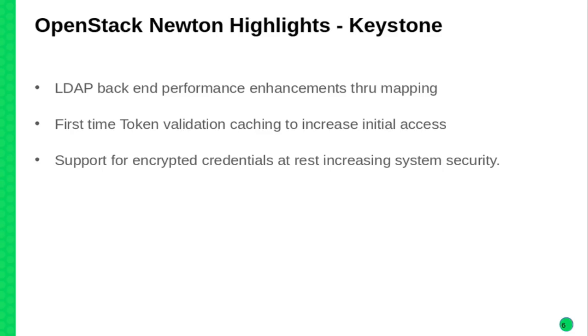So they've made some enhancements to LDAP to speed up the performance as you're going through the Keystone processing. And same thing with token caching. So all this is managed by tokens. So by caching the tokens, you speed up how much time it takes you to acquire the validation, to acquire the real token that allows you to access the service. And then finally, for increasing system security, we've started encrypting keys at rest.